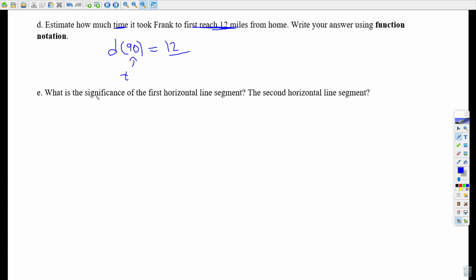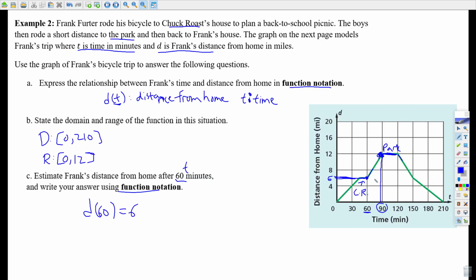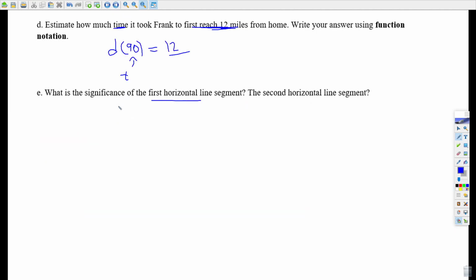And the last one here, what is the significance of the first horizontal line segment and the second horizontal line segment, which I think we already kind of went over. The horizontal line segments just tell you that's where they're stopping. The distance doesn't change, right? He stays at 6 miles away from home, but the time is still going across. So what is happening there? Like we said, the first horizontal segment would be stopped at Chuck's house.